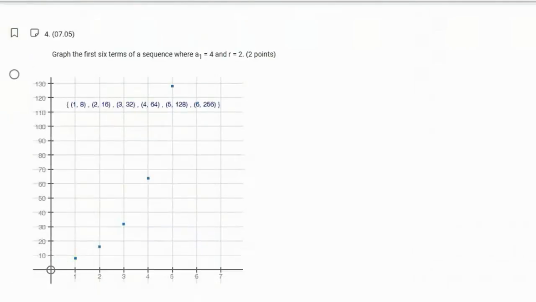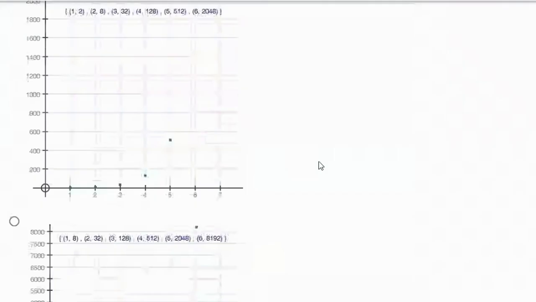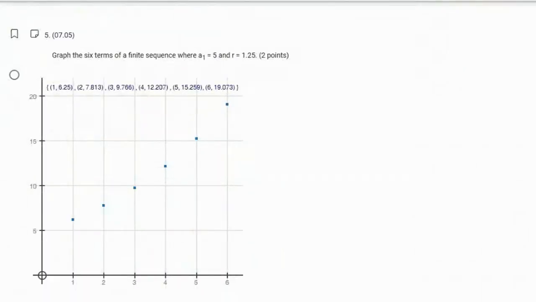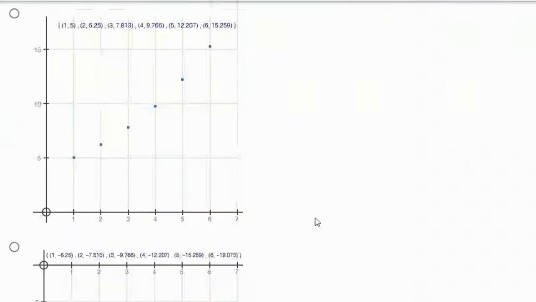Okay, this one, graph the first 6 terms of this where A1 equals 4 and R equals 2. It's geometric. So make sure it starts with the right first term and make sure it goes up. And you can figure out what the next term is. You can figure out what the term after that is and say, is that the points it's graphing? So there you go. Graph the 6 terms where the first term is 5 and the R is 1.25. That's it. 4 choices, 5 problems. All about the graphing.